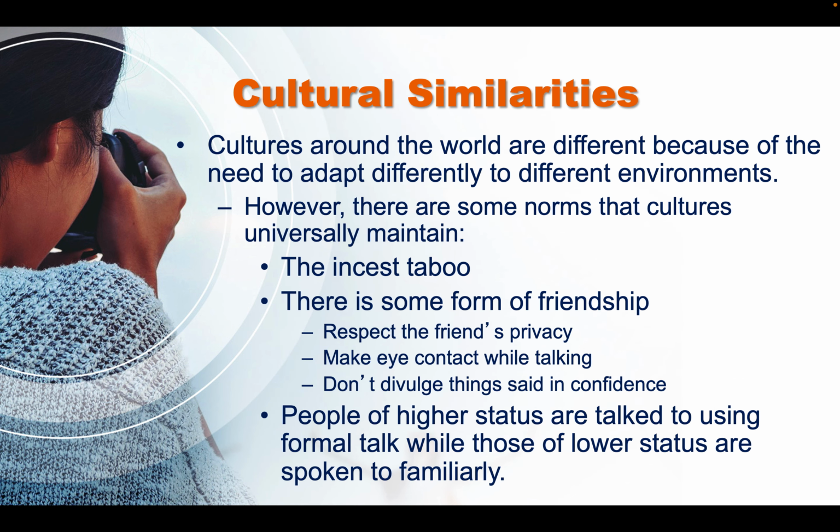Cultures around the world are different because of the need to adapt differently to different environments. However, there are some norms that cultures universally maintain. The incest taboo is one. There is some form of friendship, respect the friend's privacy, make eye contact while talking, don't divulge things said in confidence, and people of higher status are talked to using formal talk while those of lower status are spoken to familiarly.